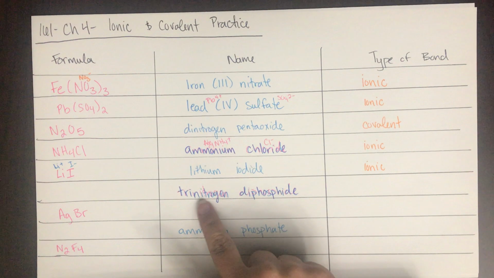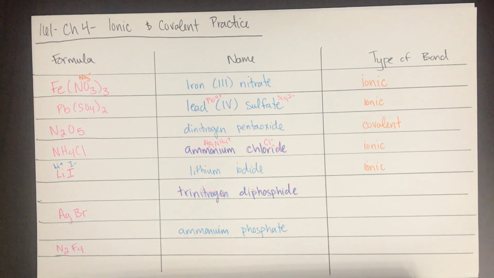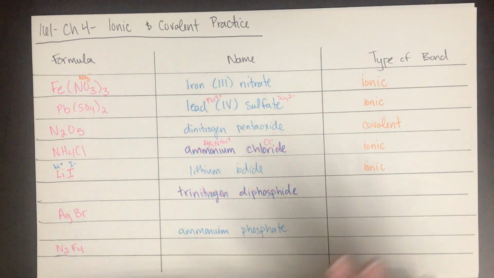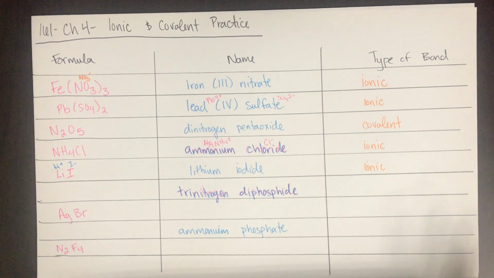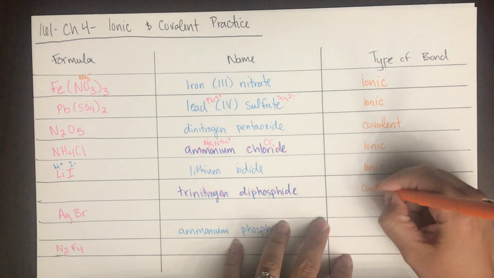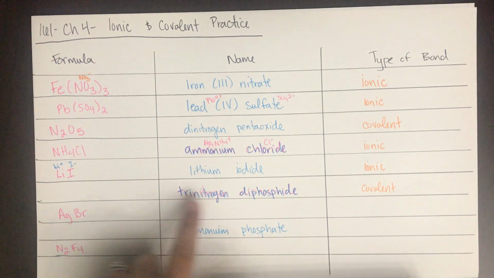Okay, next one, trinitrogen diphosphide. There should be 2 clues here. One is that we're using prefixes. We only use prefixes with covalent molecules. So you know that this is covalent from the tri and the di.